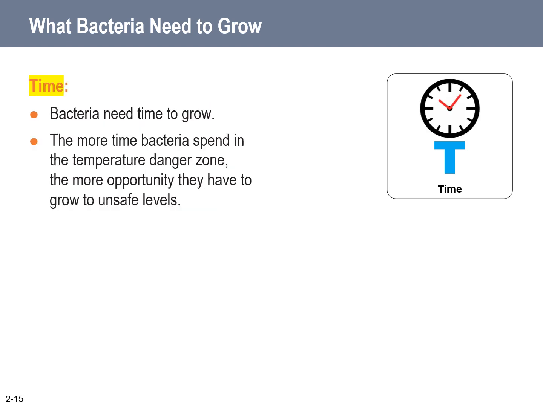Time. Bacteria needs time to grow. So the longer bacteria and the food stays in the temperature danger zone, the longer it has to grow into unsafe levels. If we consume those unsafe levels, we are going to get sick.